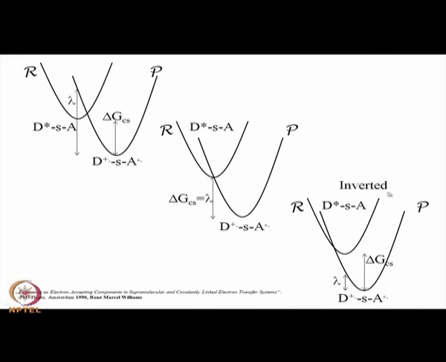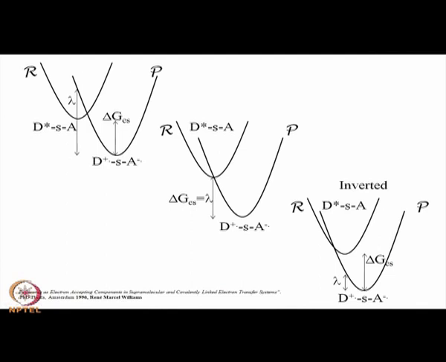And we have tried to explain various situations, that is the inverted, optimum and normal regions, and these are the different parameters that are important, okay. So, basically, if you want to read more, you can go through this one.